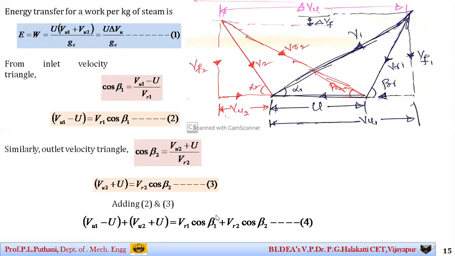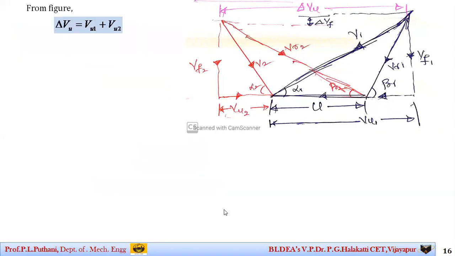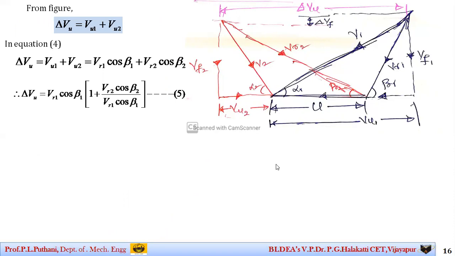cos beta 2. Now again from the figure, already we know this delta VU is nothing but the summation of VU1 plus VU2, and just now we have received the value of VU1 and VU2, that is VR1 cos beta 1 plus VR2 cos beta 2. Now what I will do here is take VR1 cos beta 1 as common. So when I take VR1 cos beta 1 as common, the resulting equation is in this form: 1 plus VR2 cos beta 2 divided by VR1 cos beta 1.